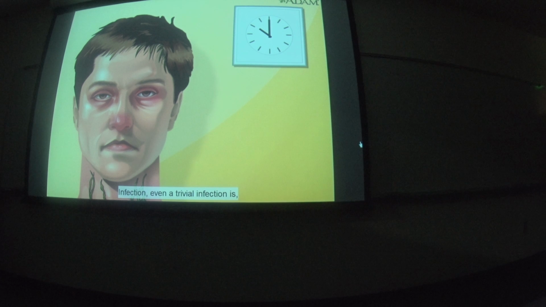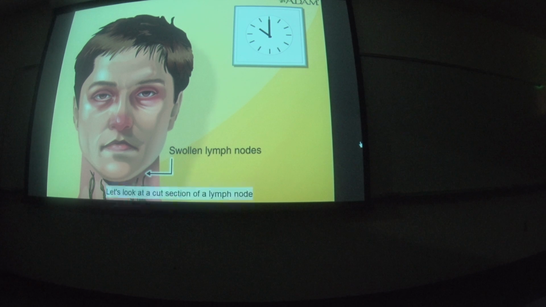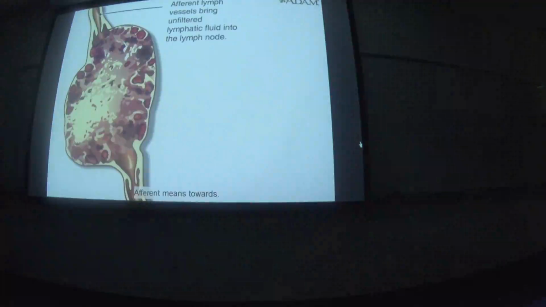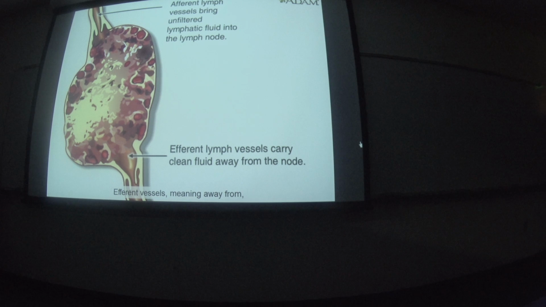Infection, even a trivial infection, is the most common cause of swollen lymph nodes. Let's look at a cut section of a lymph node to see what happens. Afferent means towards. Afferent lymph vessels bring unfiltered fluids from the body into the lymph node where they are filtered. Efferent vessels, meaning away from, carry the clean fluid away and back to the bloodstream, where it helps form plasma.